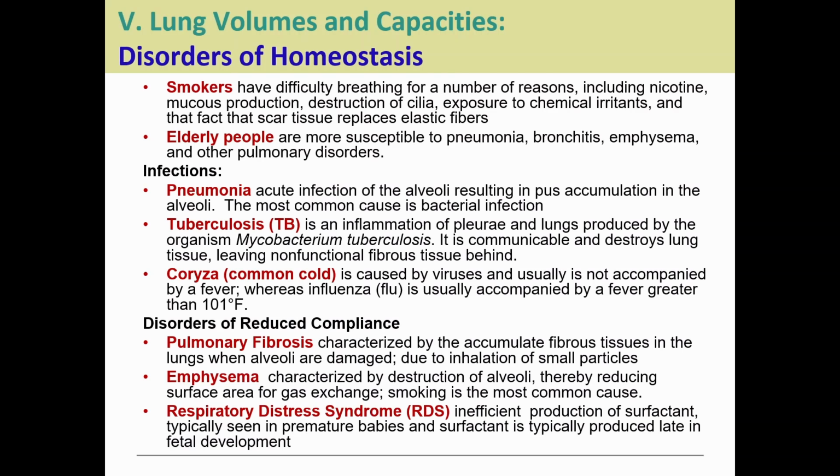Some other things, one of the big things, we can't escape the respiratory system without talking about it, is smoking. Smokers have difficulty breathing for a lot of reasons. The nicotine, the mucus production that comes from it, the destruction of cilia, which don't allow for that mucus to be moved properly. There's all sorts of chemicals in the smoke that can be irritating, and we do develop scar tissue that replaces the more elastic fibers. We see that elderly people are more susceptible to conditions like emphysema, bronchitis, pneumonia.